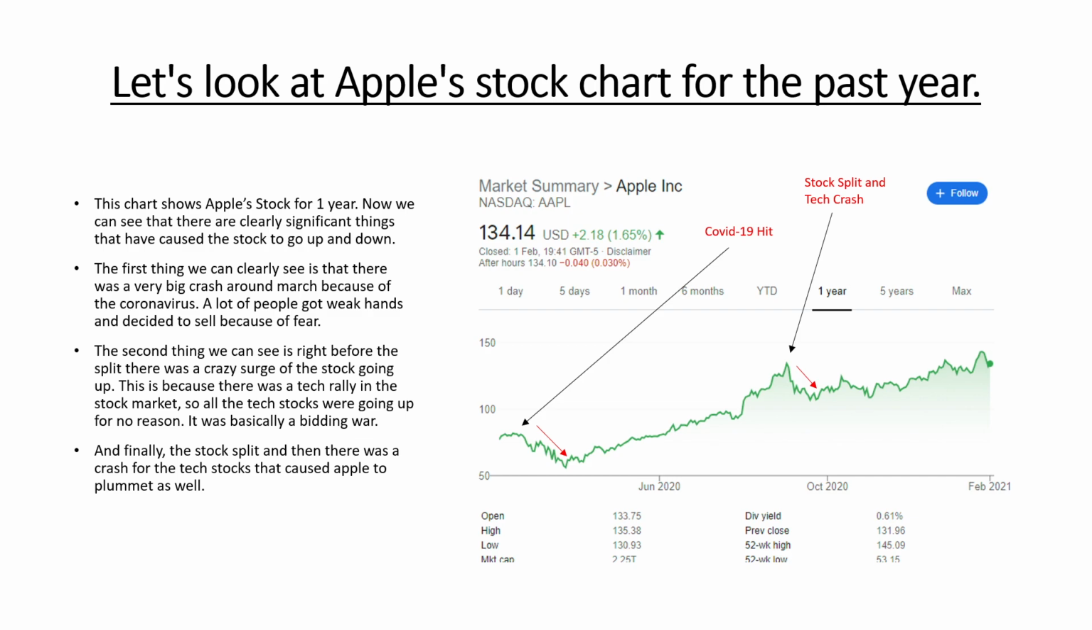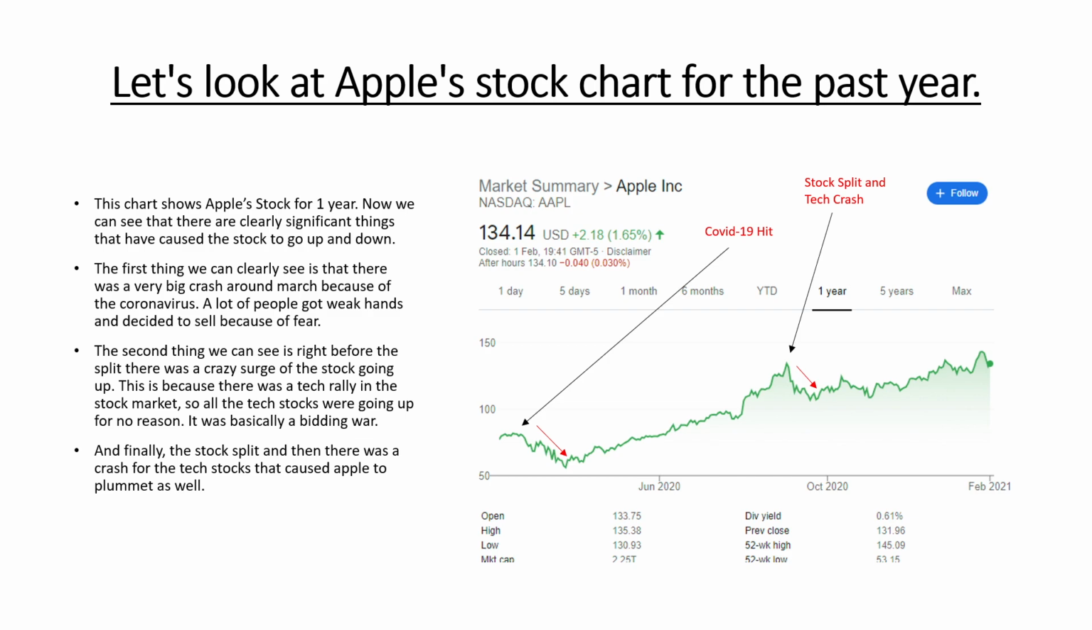So let's look at Apple's stock chart for the past year. I've got a chart up here from Google, and you can see that there have been some downsides during this year. The first thing we can clearly see is that there was a very big crash around March. Now this is because of coronavirus, and a lot of people got weak hands and decided to sell because of fear. But realistically, most of these companies, these blue chip stocks such as Apple, weren't significantly hit, because within a few weeks they were back up and running. But because the stock price had collapsed so hard, it took a bit of time for it to make its recovery.